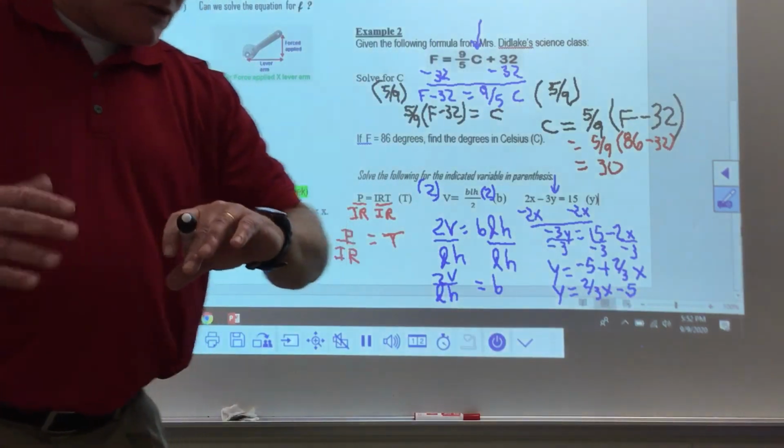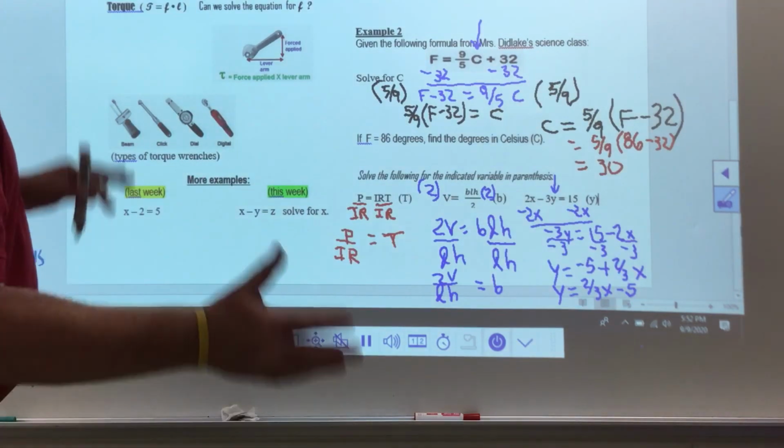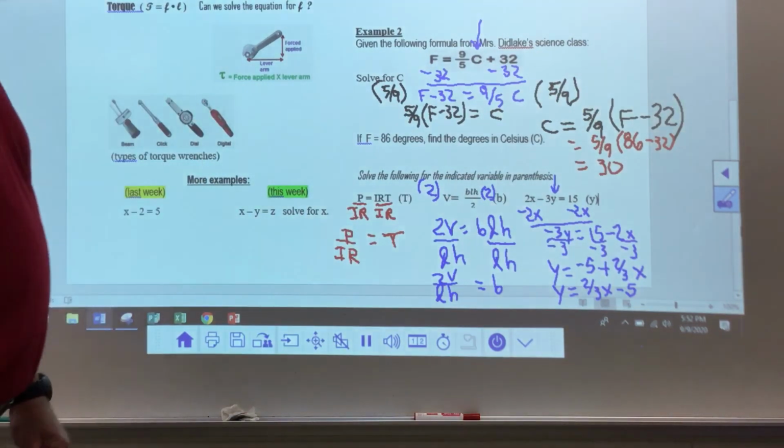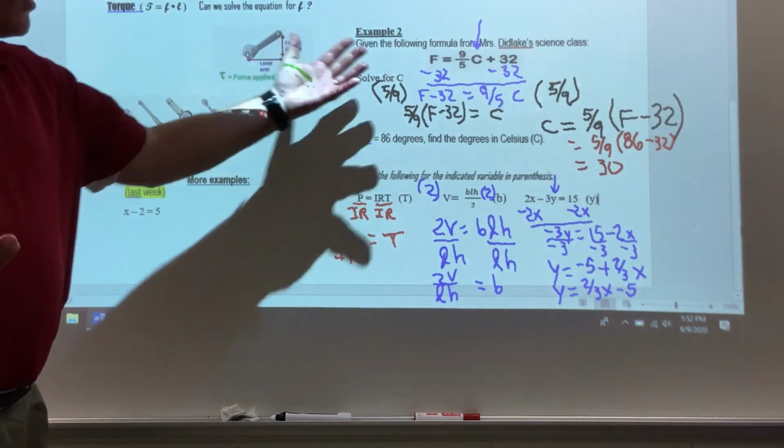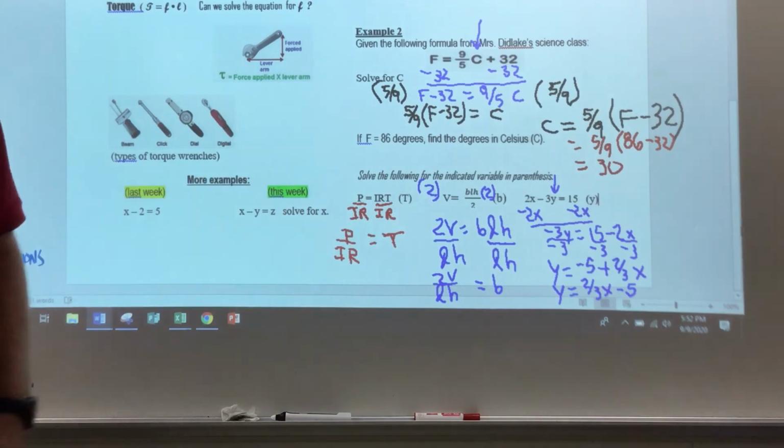So, as you notice, we're using the same tricks that we've been using. We're just applying it to formulas or equations that have more than one variable in there, but same playbook we're using.